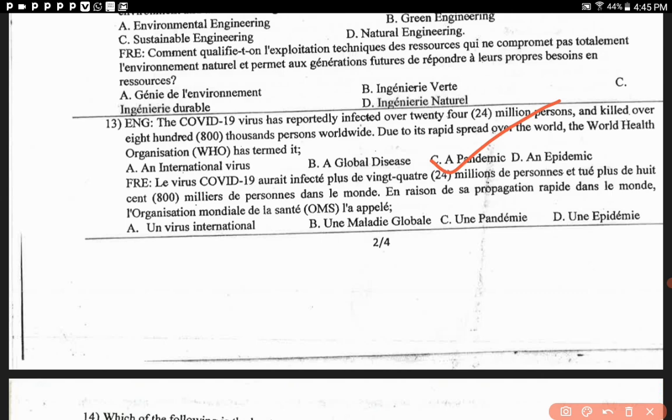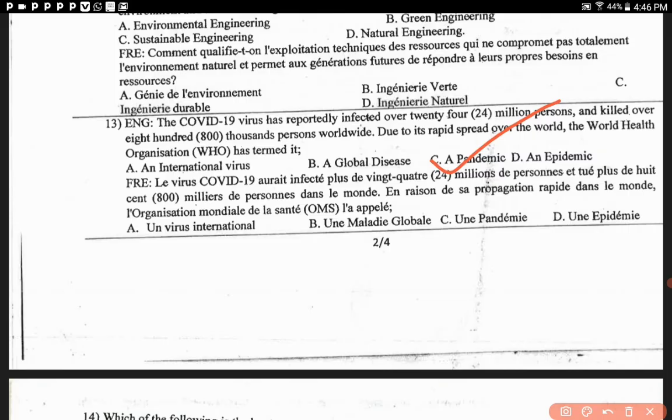Now, an epidemic disease refers to a regional outbreak of a disease. It also affects a large area, but limited. It is less than the pandemic scale.